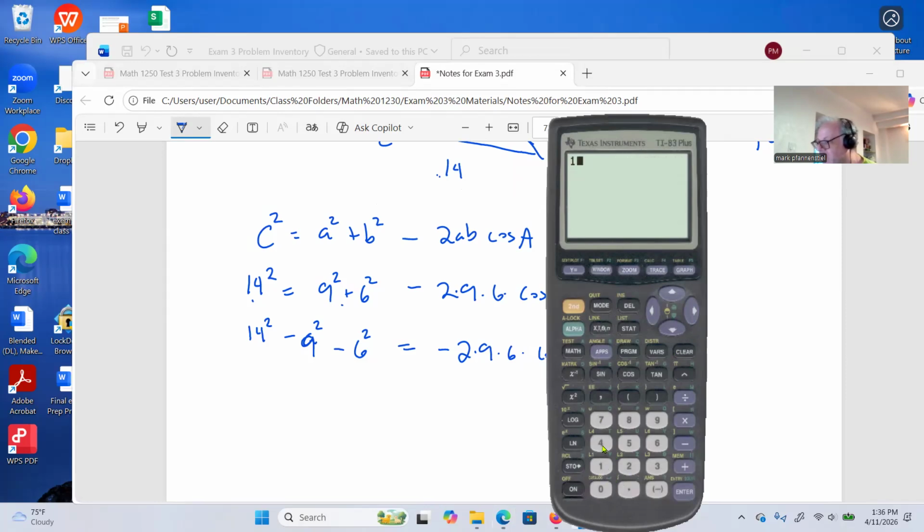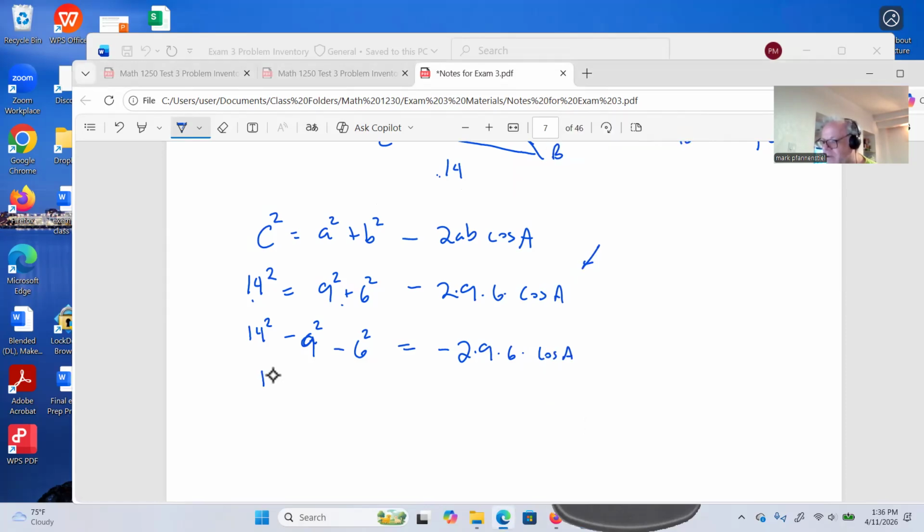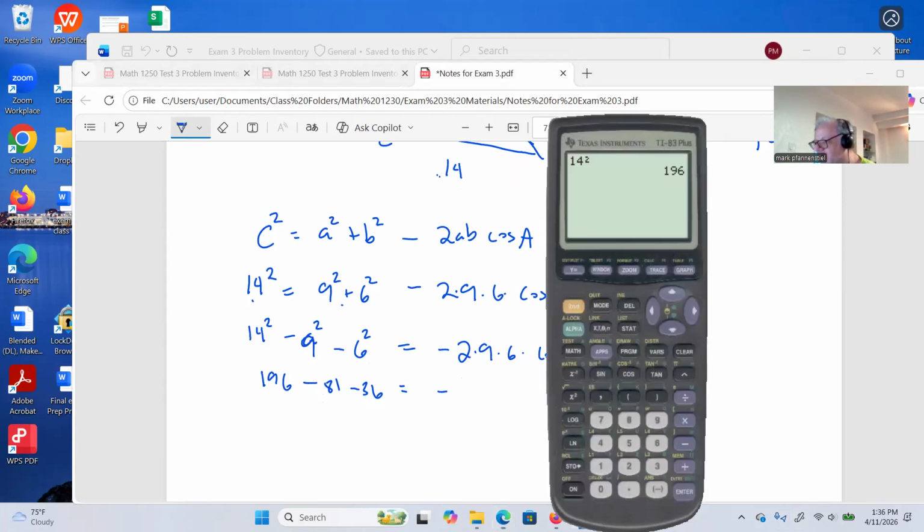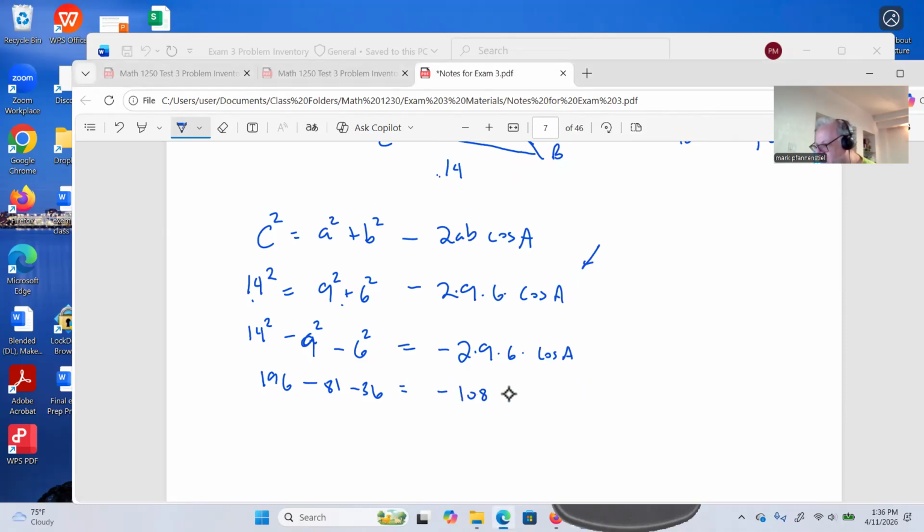So we have 14 squared, which I believe is 196. Yeah, very good. 196 minus 9 times 9 is 81, 6 times 6 is 36, equals negative. Now here I'm going to say we have 2 times 9 times 6. So we have 2 times 54. It's going to be 108. So 2 times 9 times 6 equals 108 cosine of A.